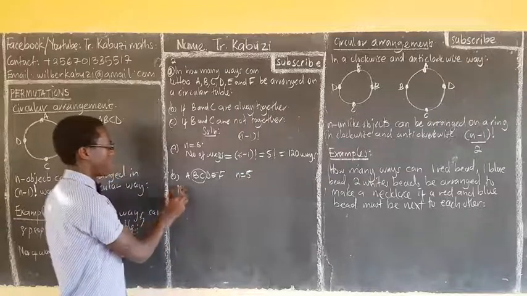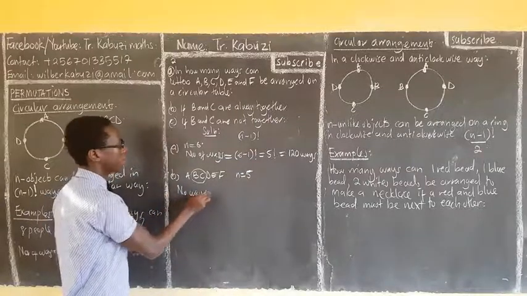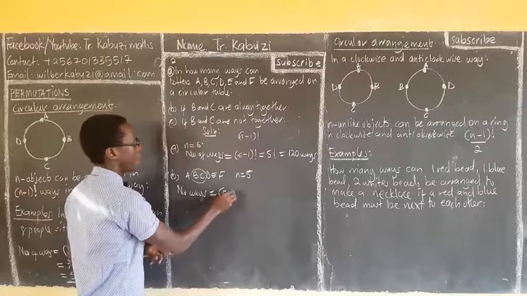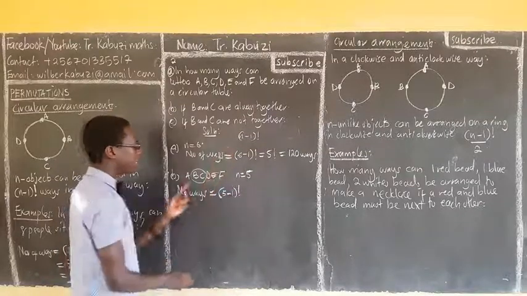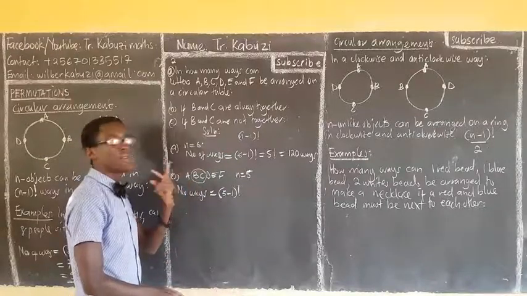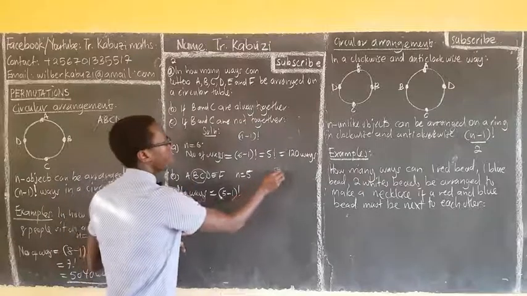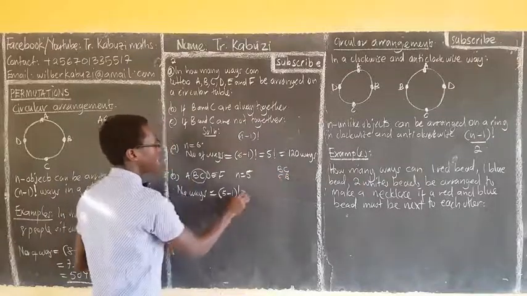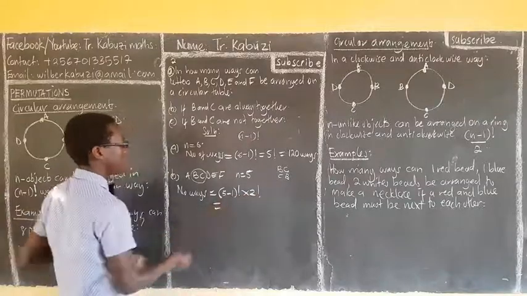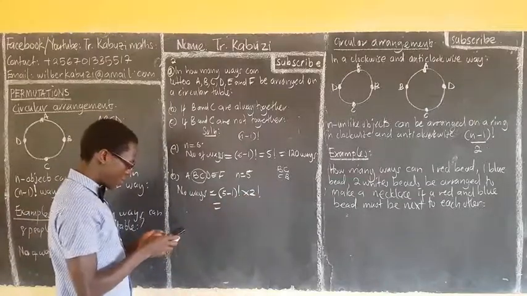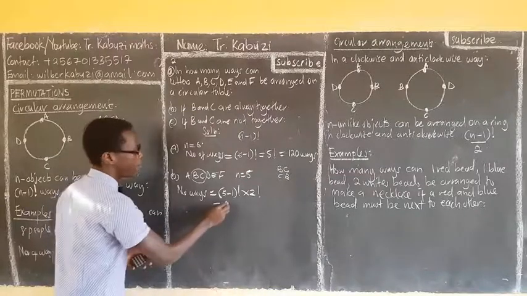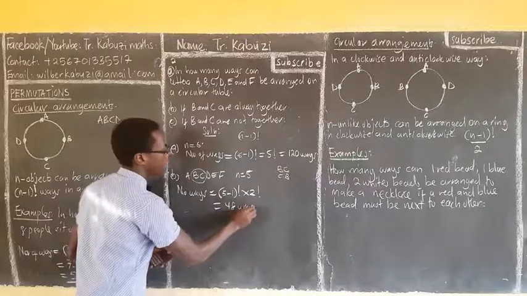So now the number of ways is n minus 1, so 5 minus 1 factorial. But B and C can also be arranged in 2 factorial ways, because I can have BC or CB. That's why I'm multiplying by 2 factorial. So this is 4 factorial times 2 factorial, which is going to give me 48 ways.